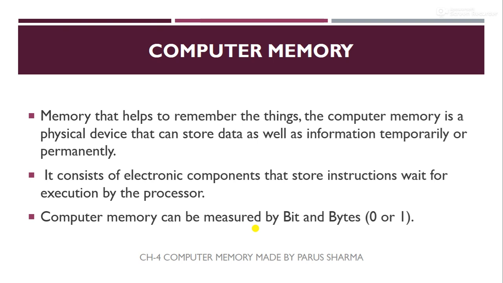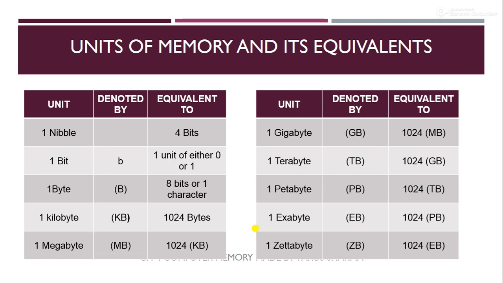Computer memory can be measured in bits and bytes. These are the units in which computer memory is measured, in the form of 0 or 1. Now, units of memory and their equivalents, that is, how computer memory is denoted. You see in this chart that there is a memory unit of 1 and its equivalent in thousands. Like you learned in maths how to measure units: if you want to measure 1000 meters, what is it equivalent to?